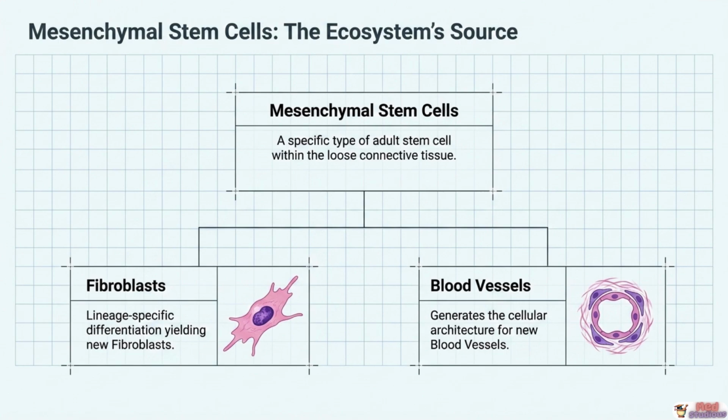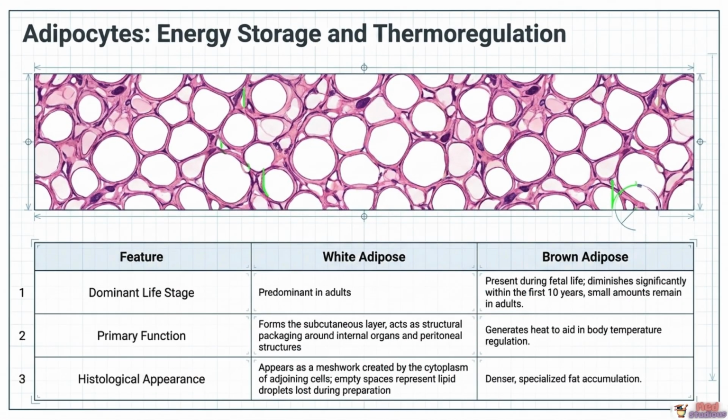minor injuries. Sharing the neighborhood with fibroblasts are adipocytes, or fat cells, which are dedicated to energy storage and thermoregulation. There are two primary types of adipose tissue, white and brown. White adipose tissue is the dominant form in adults. It acts as structural packaging around internal organs, cushions peritoneal structures, and forms the insulating subcutaneous layer beneath our skin. Histologically, white adipose looks like a meshwork of empty, interconnected spaces. This is because the massive lipid droplet inside each cell is washed away by the chemicals used in slide preparation, leaving only the thin rim of cytoplasm behind.